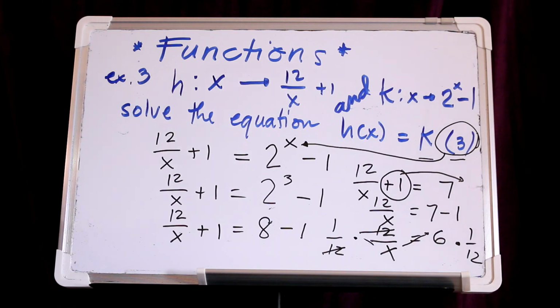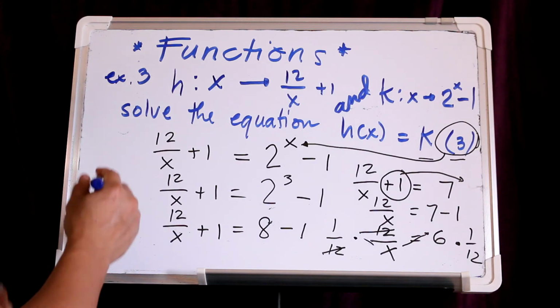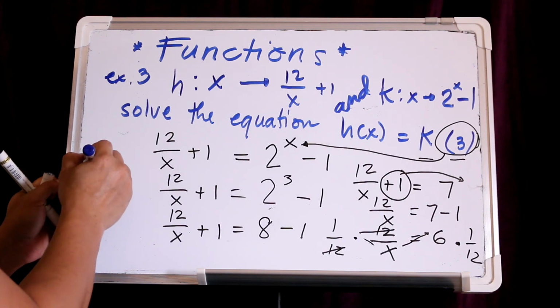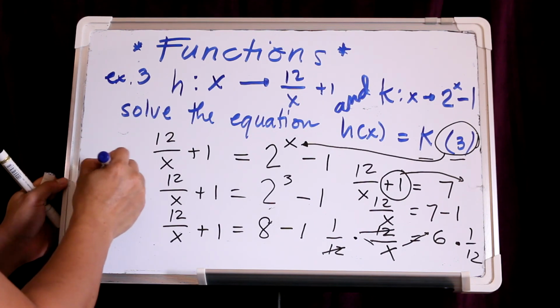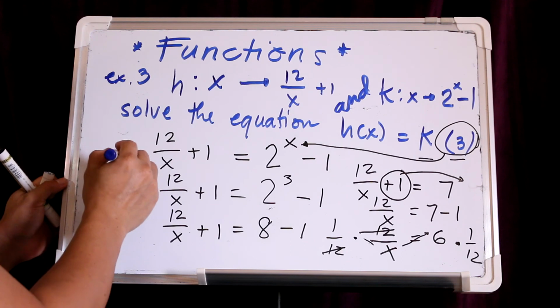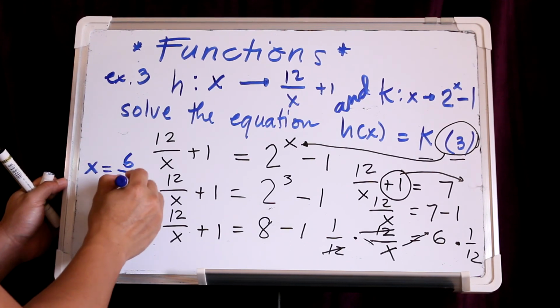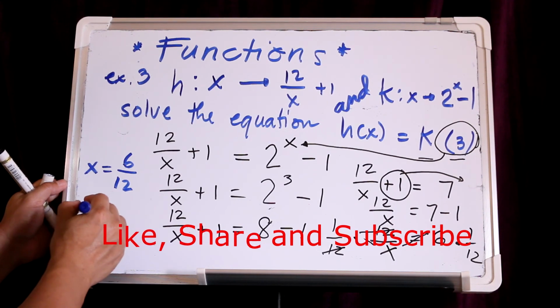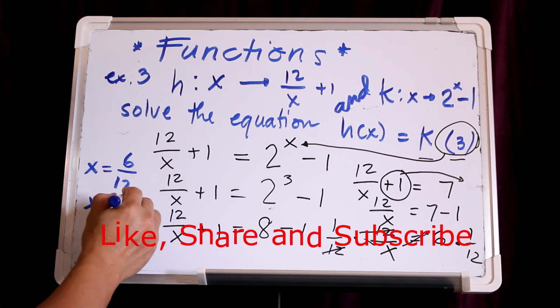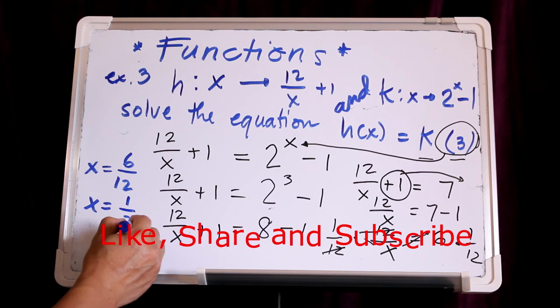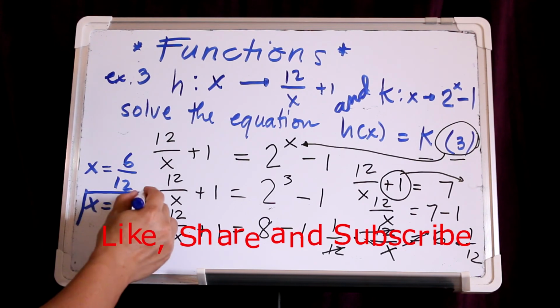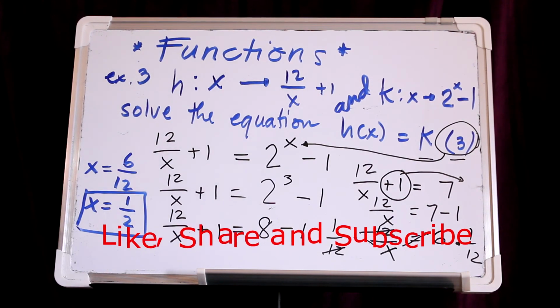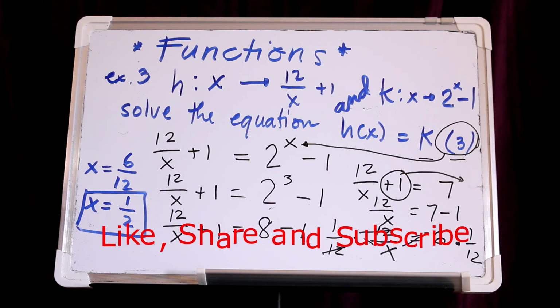Alright? So then your answer would be x equals 6 over 12, which then can become 1 over 2, or 1/2. Easy, right?